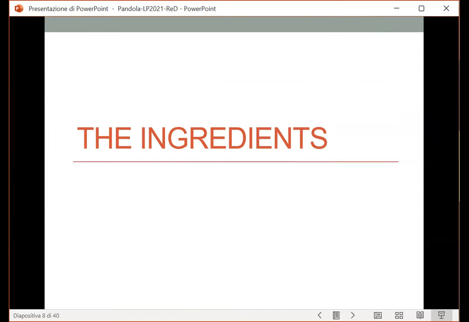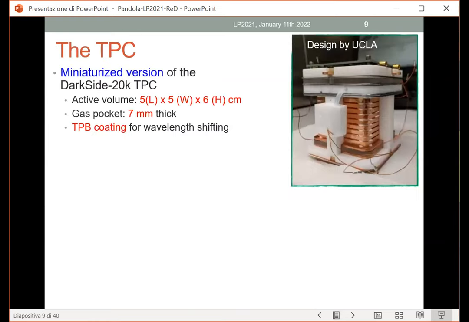So let me spend a few words about the ingredients, the detectors that we use in this project. First of all, the main one is the TPC. It's a dual-phase liquid argon TPC, and it's a small thing.